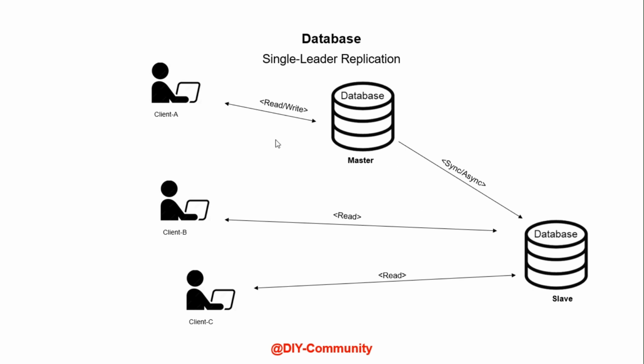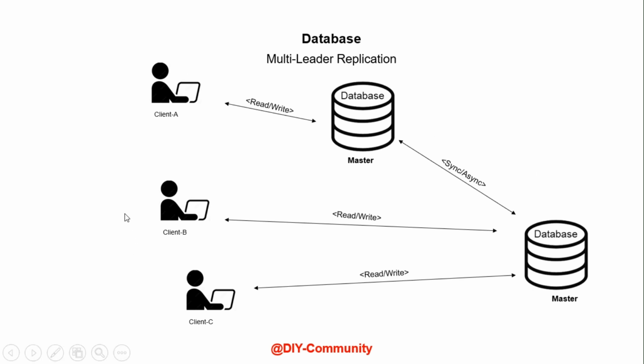Another example is if a transaction has to be performed, it can be done on the master database, but if reports have to be generated, it can be done from the slave databases. So this way you can achieve horizontal scaling and you can optimize your design.